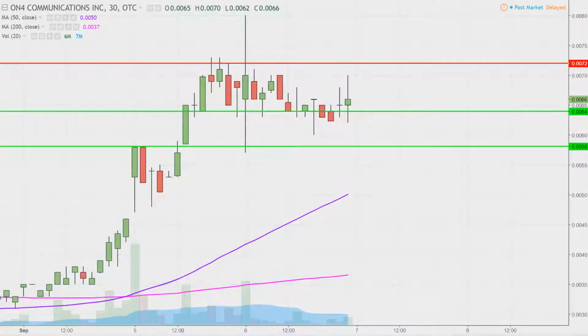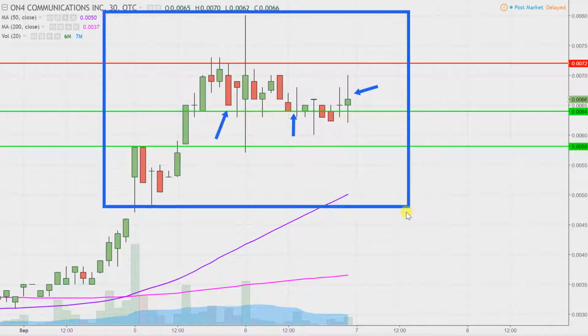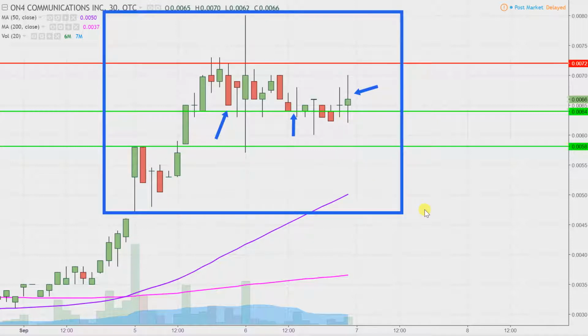Real quick, what do I mean by 30-minute in case maybe you're new to charts? Instead of each one of these candlesticks here representing 1 day's worth of price action, which is what you would normally see, each one represents 30 minutes. So all this here may look like a few weeks worth of time. It's actually just the past 2 days broken down into 30-minute time slices.